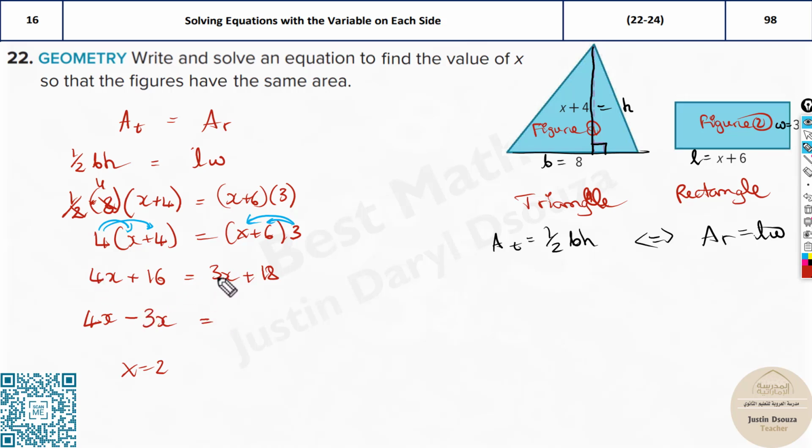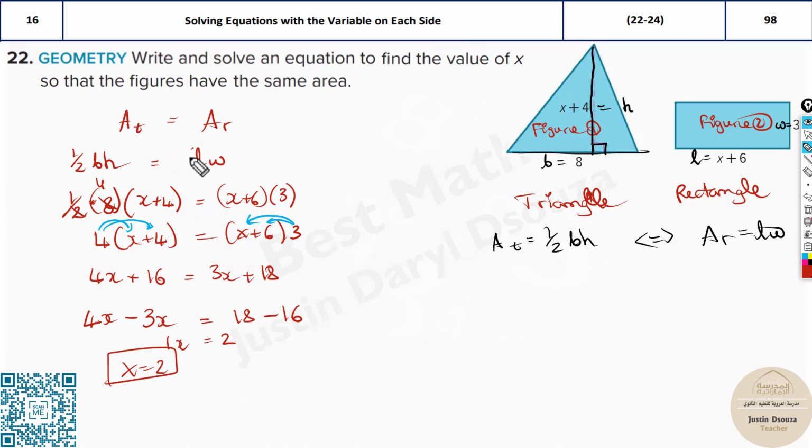And when we are grouping the x terms together, all the numbers go to the other side. 18 over here, it's fine. But this 16 to the other side will be minus 16. So now we will get 4x minus 3x is 1x. That is equal to how much? 18 minus 16 is 2. And that makes x equal to 2. 1x is x itself. So this is how we solve it in detail.